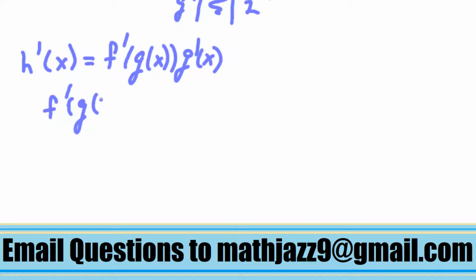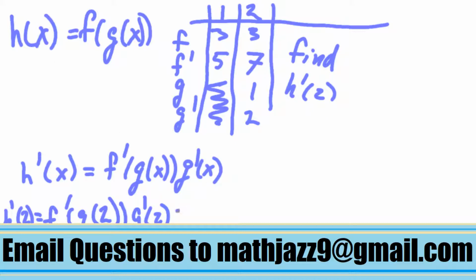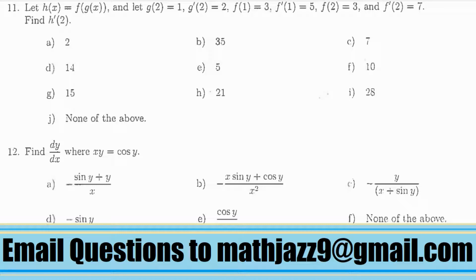There you go. So h prime of 2 equals f prime of g of 2 times g prime of 2, which, by our table, we know that we get f prime of, what's g of 2? G of 2 is 1. What is g prime of 2? Oh, that's 2. What's f prime of 1? F prime of 1 is equal to 5. So 5 times 2 equals 10. Okay, so 10 is the value of the derivative where we're looking.